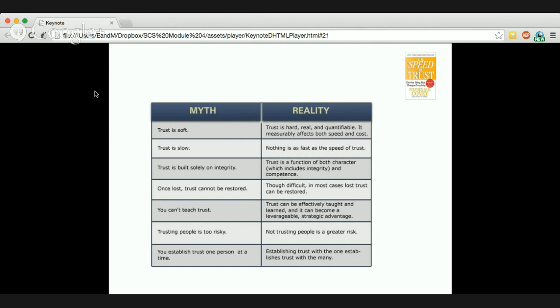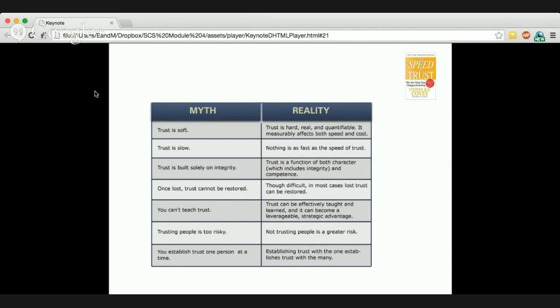So, myths and realities. Trust is soft. And by soft, I think they mean that it's hard to quantify, hard to learn, hard to measure. The reality is trust is hard, real, and quantifiable. It measurably affects speed and cost. Trust is slow. Sure, certainly over a natural relationship, trust builds slowly, but you can build it faster. There are ways to build it faster, and when you have trust, it speeds up a relationship.